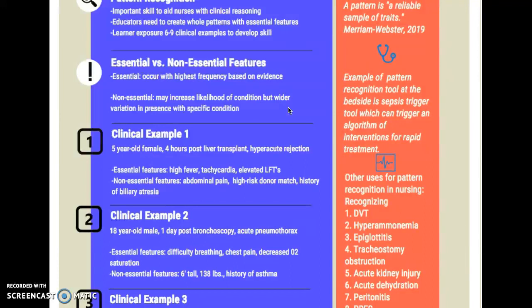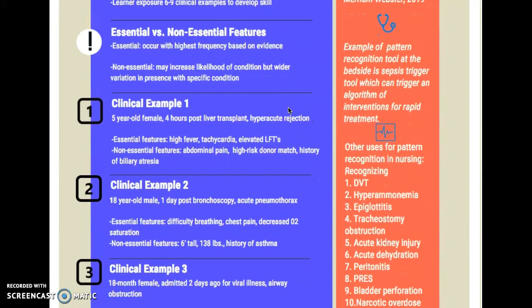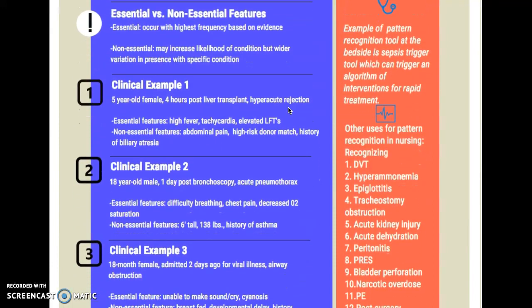So the essential features of this situation would be a high fever, tachycardia, and significantly elevated LFTs. Non-essential features could include abdominal pain. The history could include a high-risk donor match and a history of biliary atresia. These things could be included in this clinical picture, but they are not essential features. And so the nurse would have to learn to identify the essential features when seeing clinical examples related to hyperacute rejection.